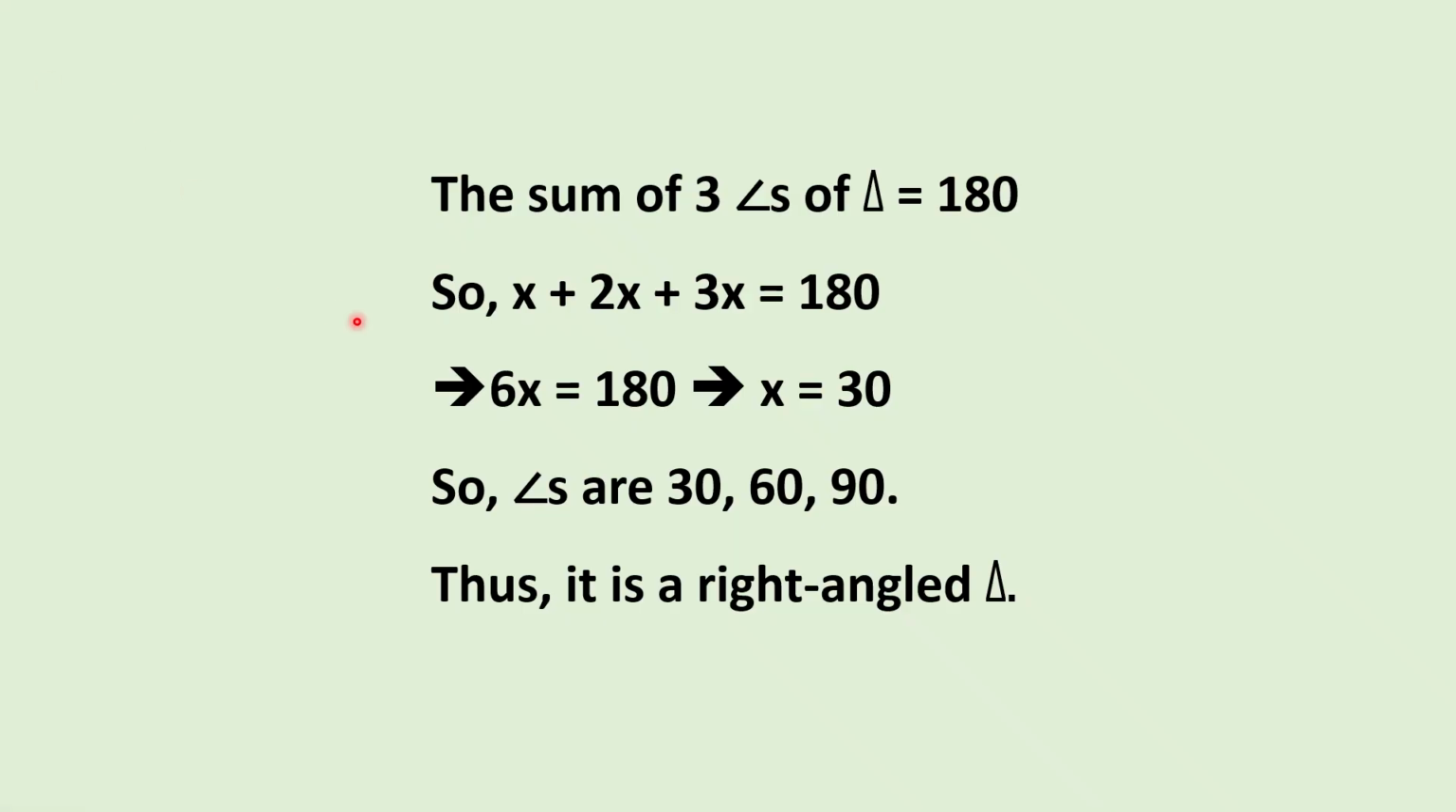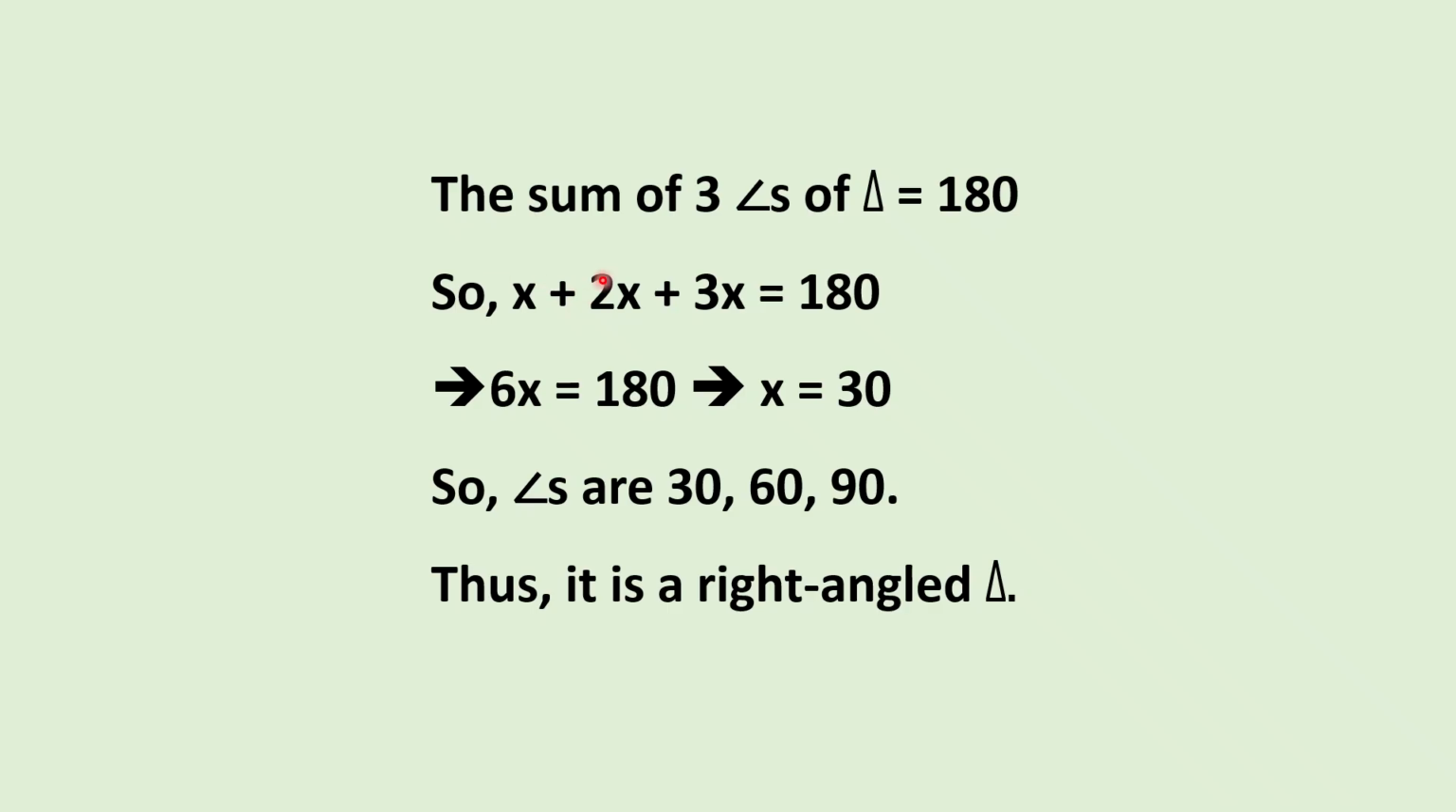Now we are given the three angles, x, 2x and 3x. And we know that the sum of three angles of any triangle is 180 degrees. So the three angles given, x plus 2x plus 3x, should be equal to 180.